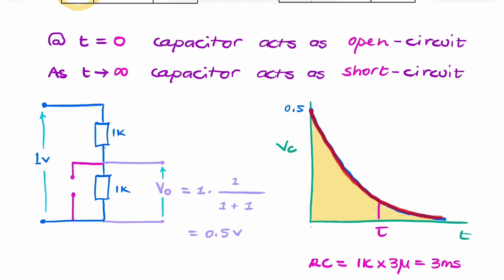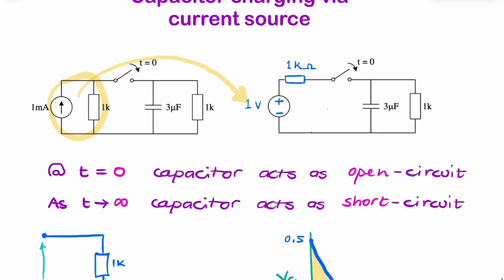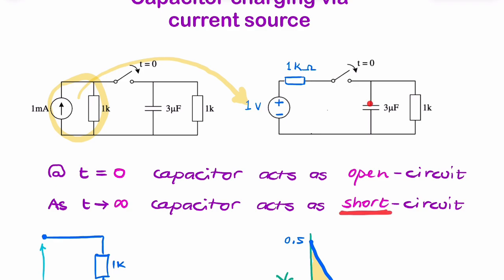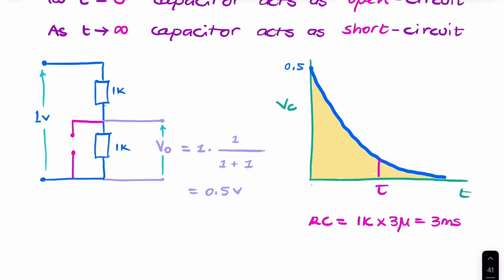So we know that initially there's 0.5 volts across the capacitor, but as time passes the current reduces and the amount of the potential difference across the capacitor reduces until in the longer term it behaves as a short circuit in the sense that there is a zero potential across it. So as t approaches infinity, this potential reduces until it's almost zero.